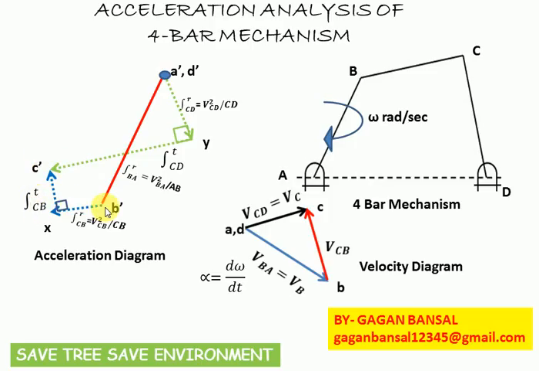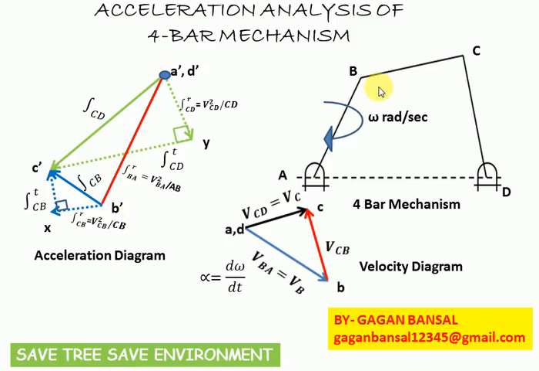Now join B dash to C dash, which represents total acceleration of point C with respect to B, and join D dash C dash, which represents total acceleration of point C with respect to D, and this is your required acceleration diagram.